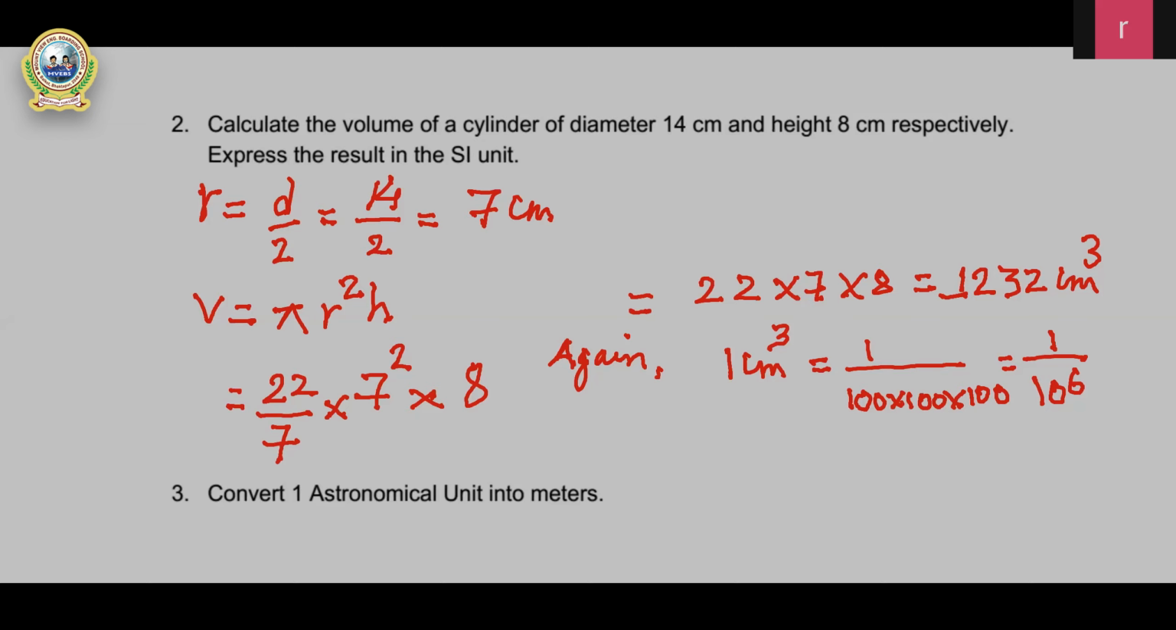And here we had 1232 centimeter cube. Simply you can multiply 1232 into 1 by 10 to the power 6, which is equal to, let's apply the law of indices.